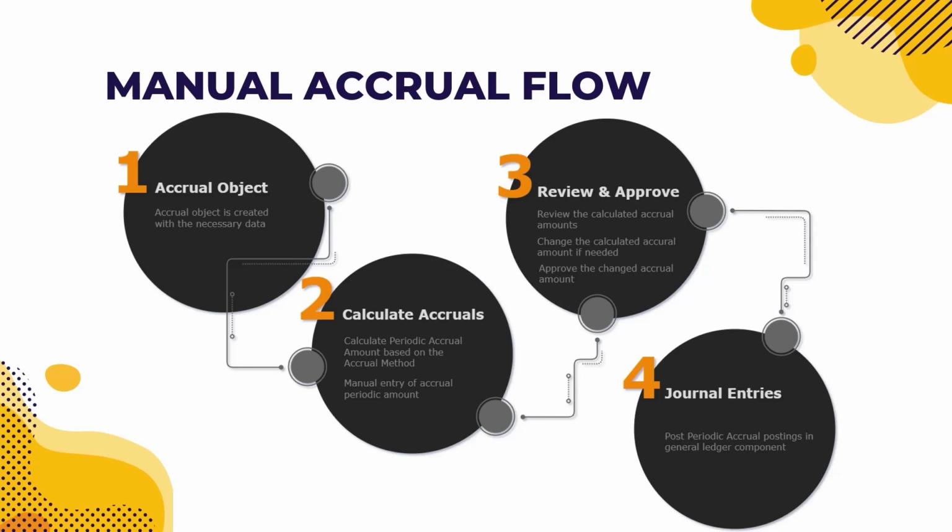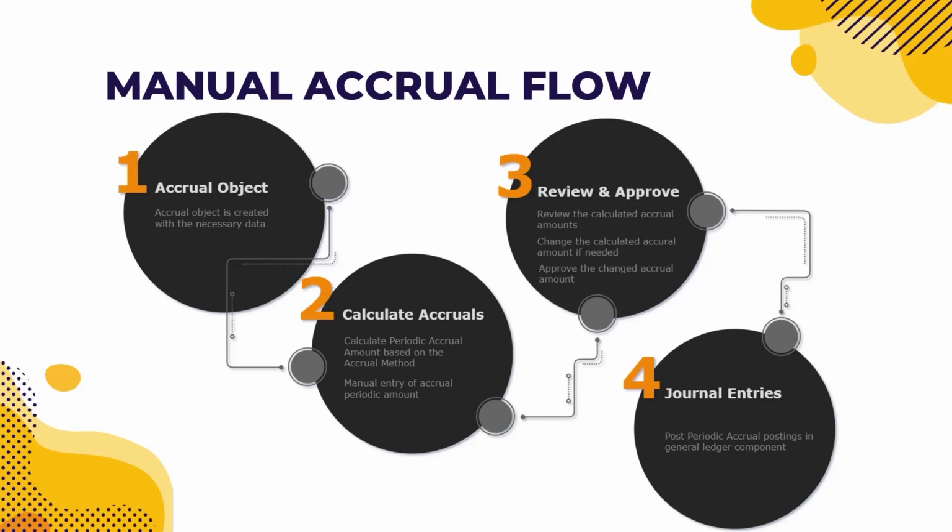After this step, the third step is an optional step. SAP had provided an option to enable review and approval process for the accrual objects. That means before actually posting the accrual posting in the general ledger component, one can review and also approve these planned accrual amounts that are calculated by the accrual engine. By reviewing, you can change the accrual amount if it is not right as per what is calculated by the accrual engine. And once the review is performed, another user needs to approve these changes.